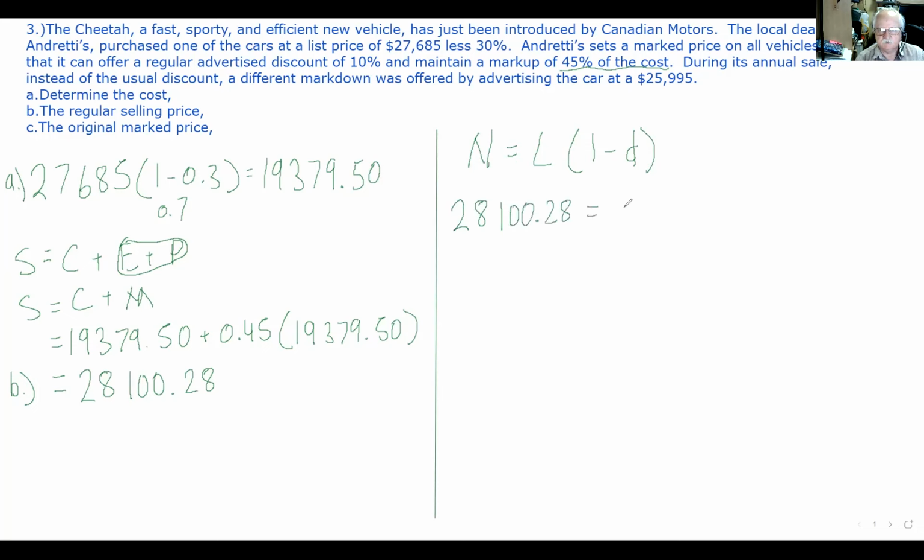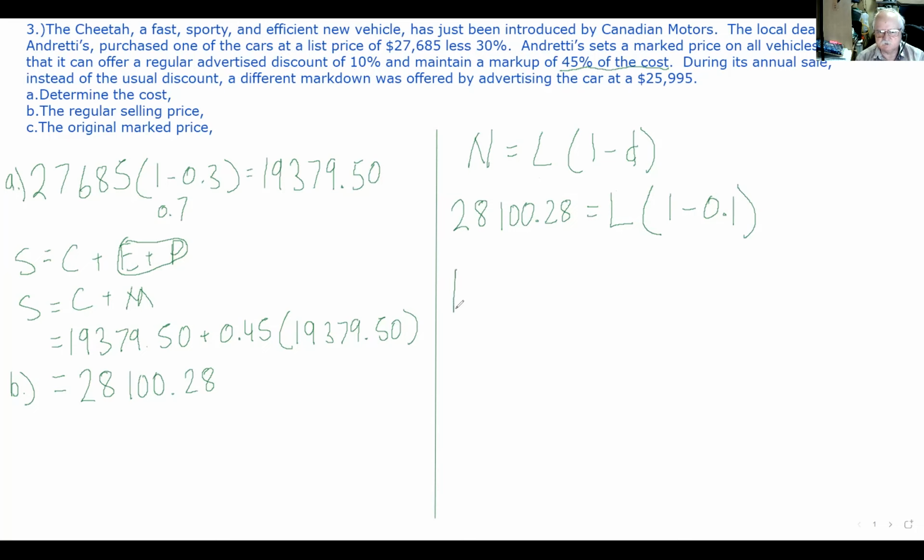28,100.28 equals the list price, which we don't know, but we do know that they're going to advertise a sale. They're going to have a regular sale of 10%, so 0.1. This process is how we'll come up with their artificially inflated price, because we know the price they want and we know the sale they're advertising.